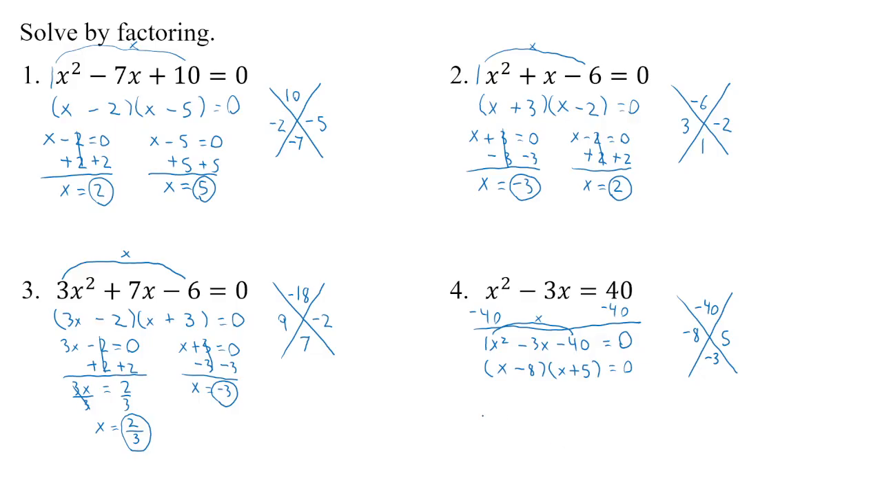Next, we're going to set both factors equal to 0. Therefore, x minus 8 equals 0, and x plus 5 equals 0. We're going to solve the first equation. We add 8 to both sides, and you'll have x equal 8. On the second equation, we subtract 5 from both sides, and you have x equal negative 5. Therefore, your solutions are 8 and negative 5.